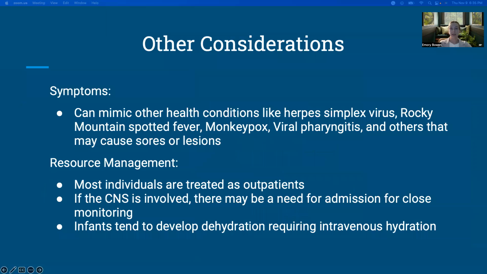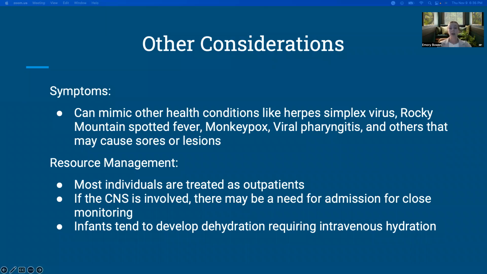Other considerations. There should be some special considerations given the overlapping symptoms with other infectious conditions. So similar cases like herpes simplex virus. So we want to make sure that we're doing proper diagnostic methods for these.